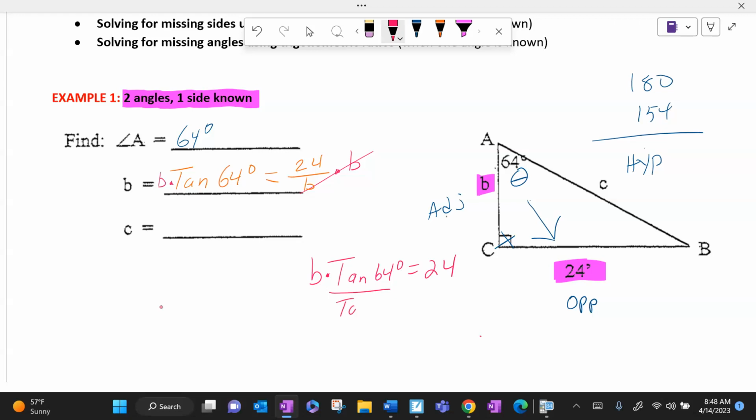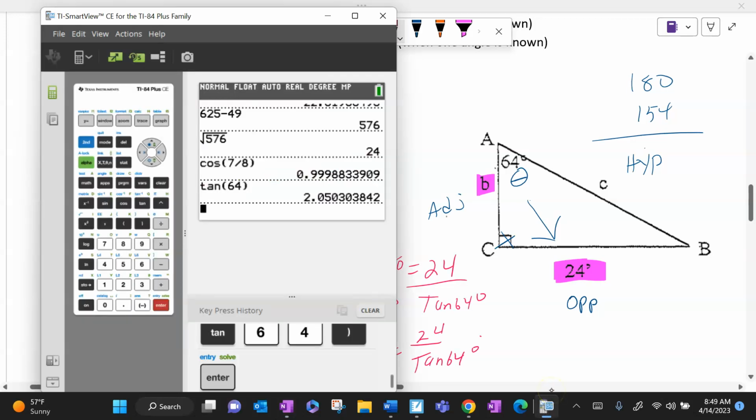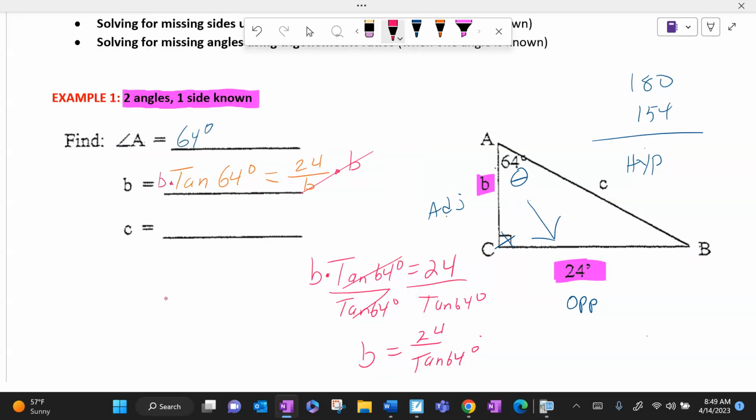So basically, we can do the same moves with this tangent relationship here, these trigonometric ratios. So the opposite of multiplying by tangent of 64 is dividing. Whatever I do to one side, I do to the other. And anything divided by itself is 1. So we get b equals whatever 24 divided by the tangent of 64 degrees is. So I just got to type that in my calculator. I'm just going to literally say 24 divided by tangent of 64, and looks like we have 11.7. So it looks like B is 11.7 long. So if I make some room, we get 11.7.